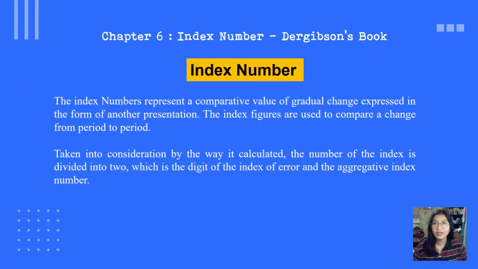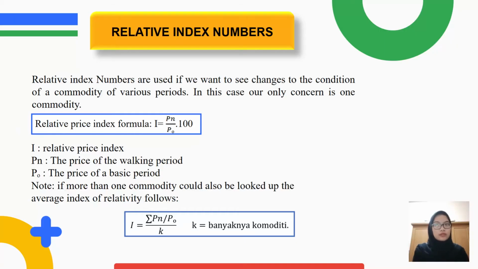Chapter 6: Index Numbers, Gibson's book. The index number represents a comparative value of gradual change expressed in the form of a percentage. Index figures are used to compare a change from period to period, taking into consideration the way it is calculated. Index numbers are divided into two types: the relative index and the aggregative index number.